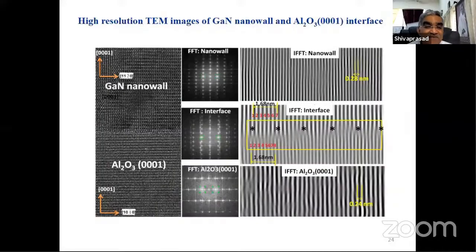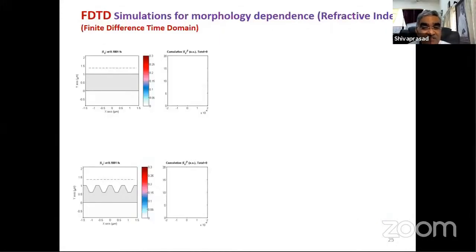Then we look at the transmission electron microscope to see the atomic arrangement, and to see these dislocations which I talked about, we can actually understand the dislocations of these materials.